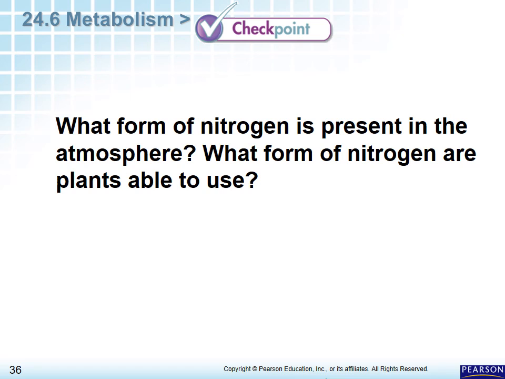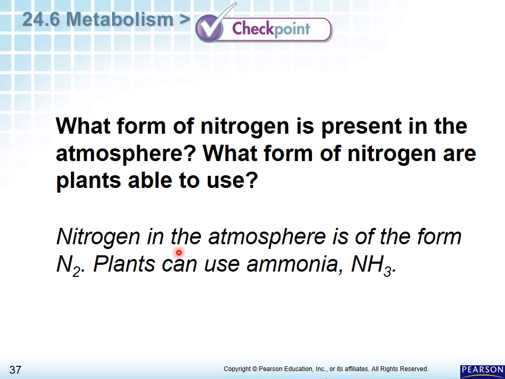What form of nitrogen is present in the atmosphere and what form of nitrogen can plants use? Answer: nitrogen in the atmosphere is in the form of N2, which is nitrogen gas. Plants can use it in the form of ammonia.